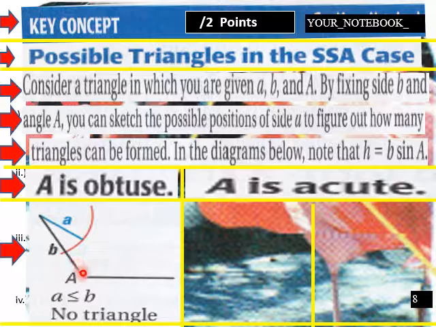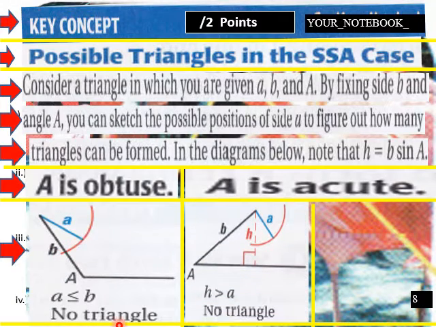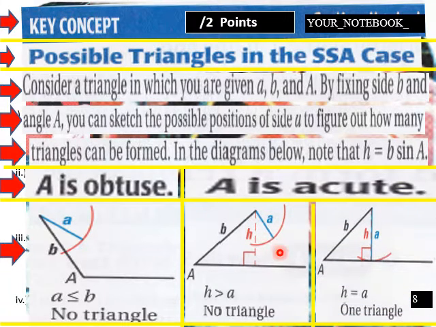In this situation here, a is less than or equal to b. We have a situation where there's no triangle. You cannot form a triangle with that. And when A is acute, you get no triangle here either when your height is greater than a. There's no way you can form a triangle from that either. Now, when h equals a, when our height equals a, then you get one triangle in this situation here.